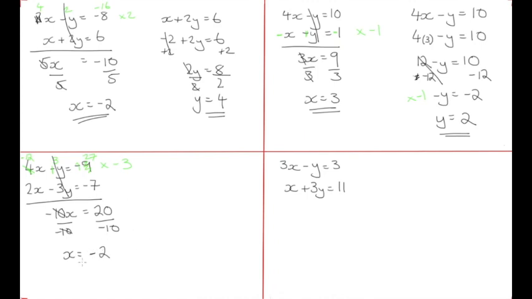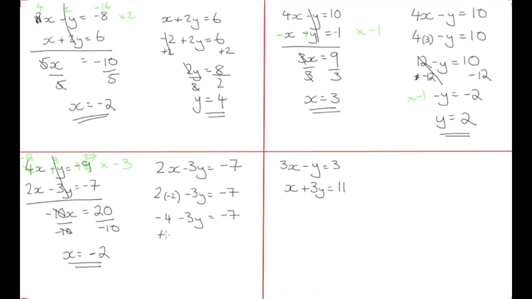All right, now that I know this, I can choose one of these, but I'm going to choose the one that I haven't changed, and I'm going to write it over here. 2x minus 3y is equal to minus 7. And now I'm going to substitute in minus 2 for x. So 2 times minus 2 minus 3y is equal to minus 7. 2 multiplied by minus 2 is minus 4. Minus 3y is equal to minus 7.